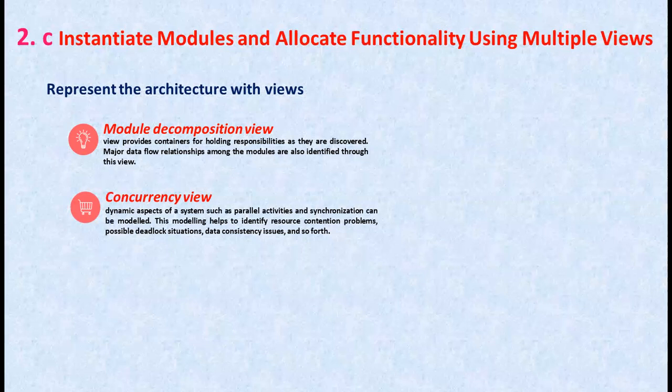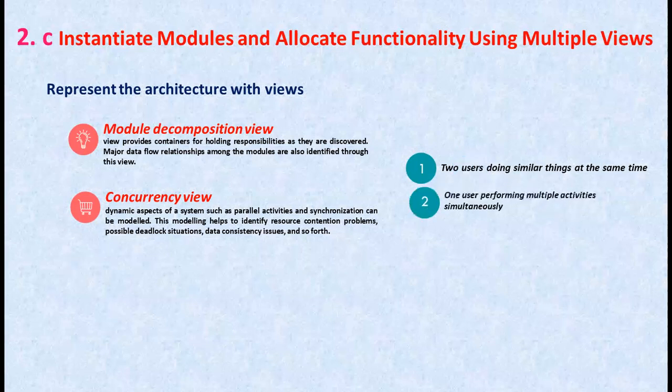Now coming to the use cases. So here, to understand the concurrency in a system, we need to understand the following use cases as illuminating. The first is two users doing similar things at the same time. So here, this helps in recognizing resource contention or data integrity problems. And the second one is one user performing multiple activities simultaneously. So this helps to uncover data exchange and activity control problems.